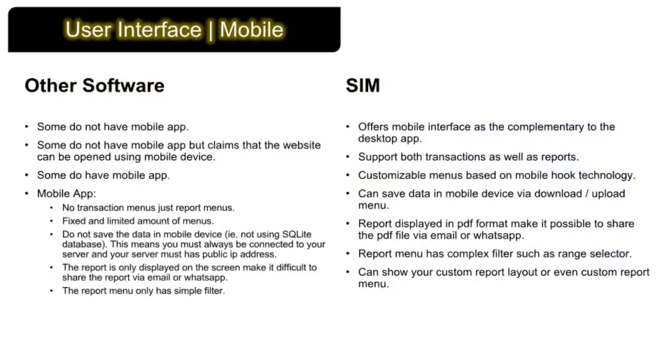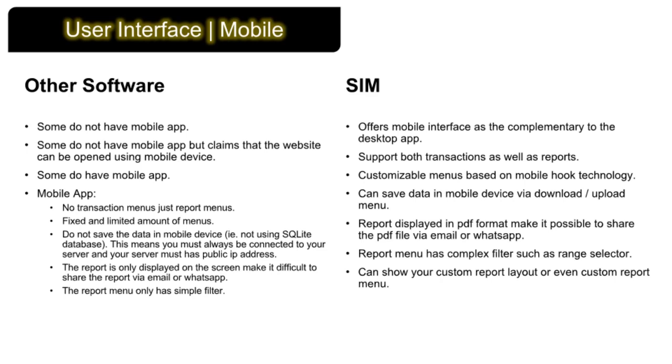SIM also offers a mobile interface as a complement to the desktop application. The mobile app supports both transactions and reports. It has customizable menus based on SIM mobile hook technology. You can save temporary data in the mobile device via download or upload menu. Reports are displayed in PDF format, thus making it possible to share them later via email or social media such as WhatsApp. Report menu supports complex filters such as range selector. It can show your custom report layout or even your custom report menu, but you need to configure it first.